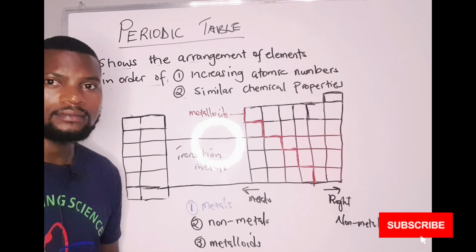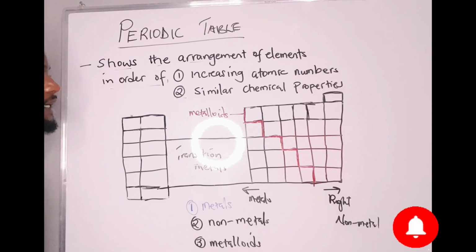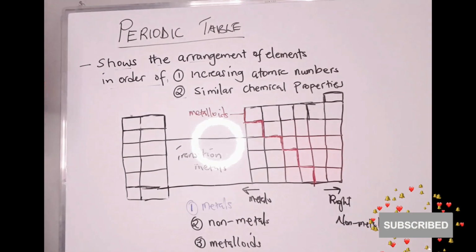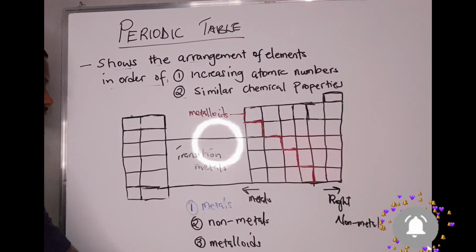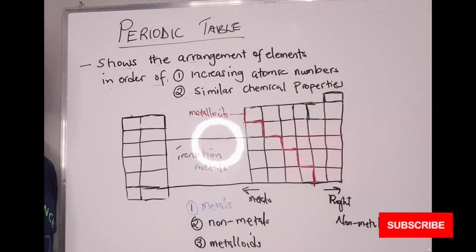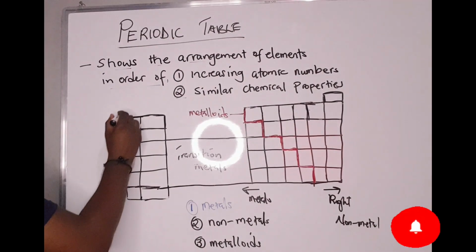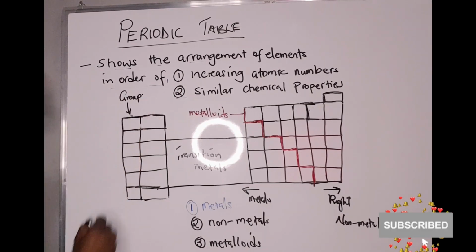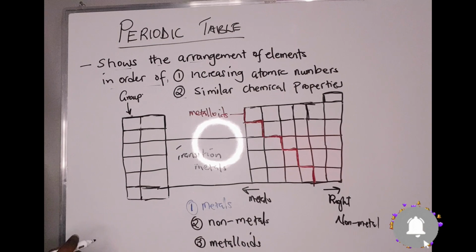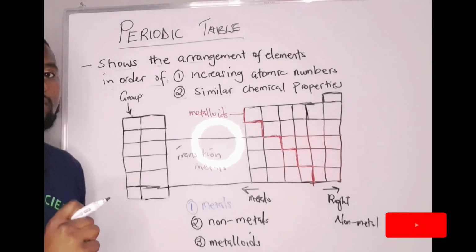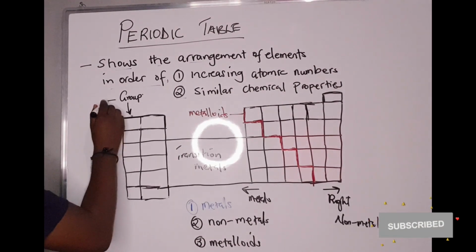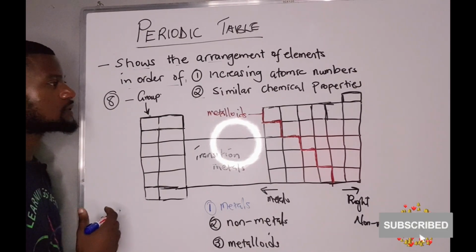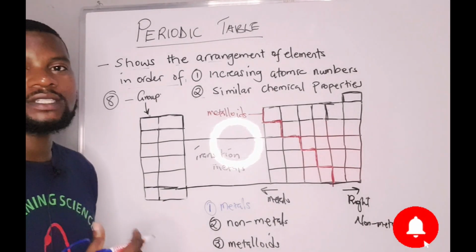Now, this periodic table is divided into 2. So we are going first of all to look at the first division. The first division is known as the group. On the periodic table, there are 8 groups, and these groups are what we are calling the vertical columns.